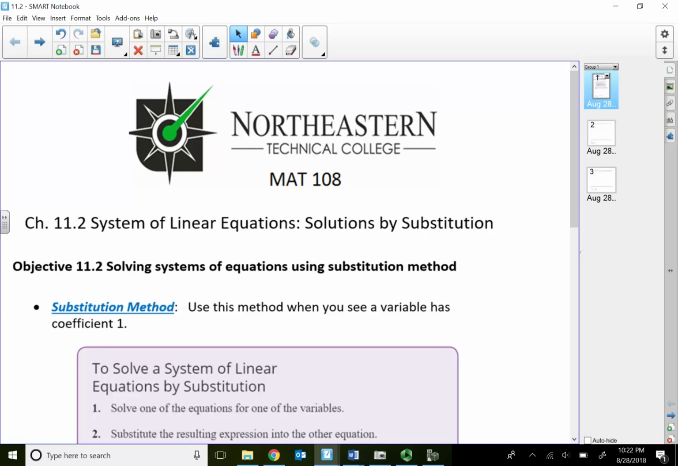Welcome to Accelerated Math 108, Module 11.2, Solving Systems of Linear Equations by Substitution Methods.